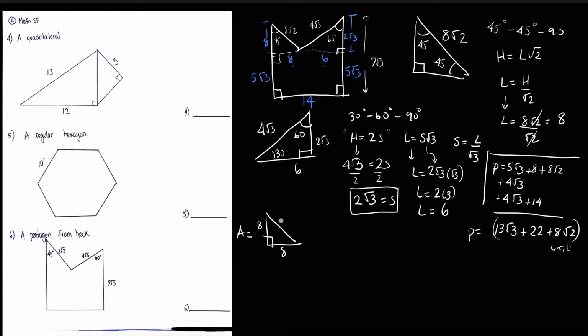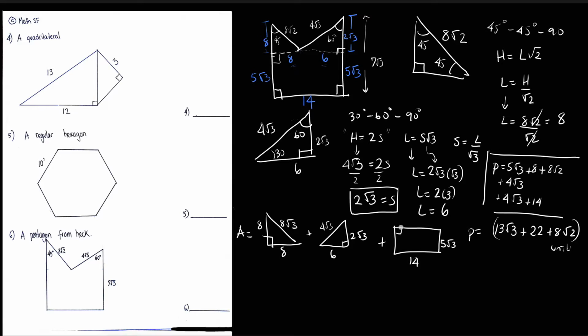8 root 3, plus this other triangle here that I had, 6 and 2 root 3. We don't really need the hypotenuse for this particular problem, but I'm just going to write it there. Plus this rectangle here, which is 14 by 4 root 3... 14 by 5 root 3. Now I'm going to find the area of each of them.